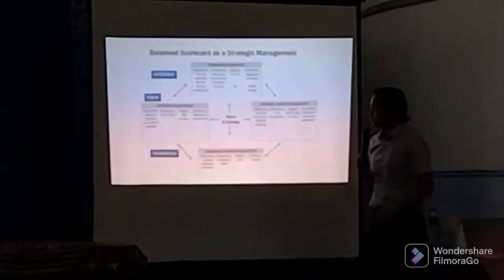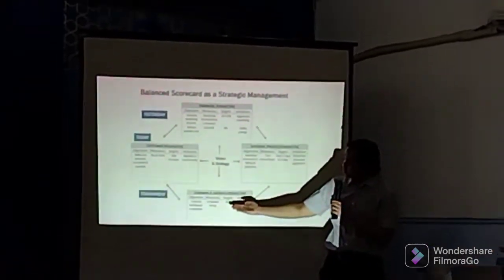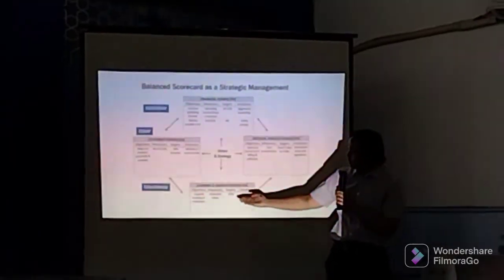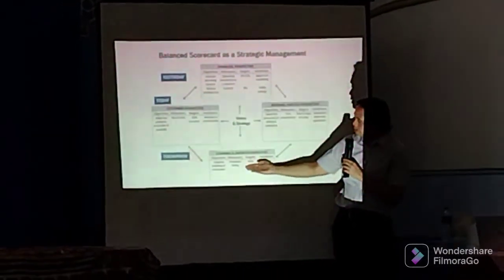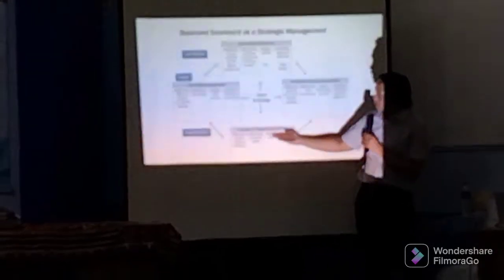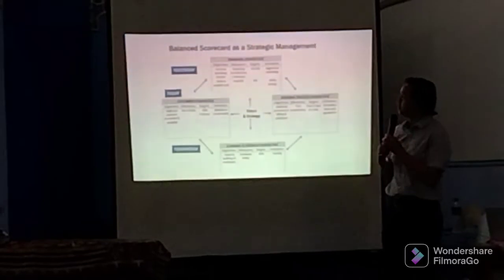Okay. So you see here, in learning and growth perspective, you have capacity building of employees. So you can measure it in terms of employee rating, and the target is 85% rating, and the initiative is training. So this is another example.